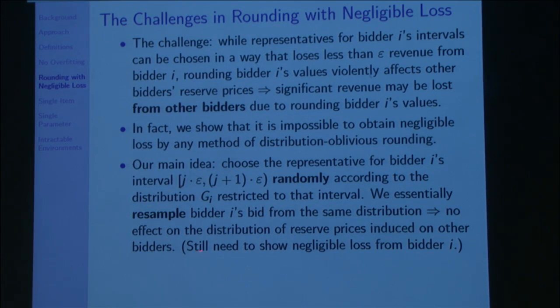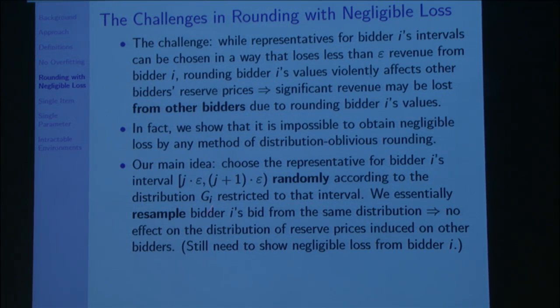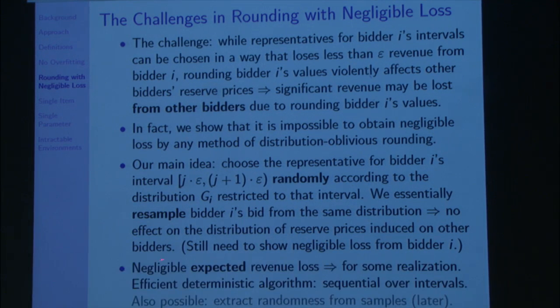I still will have to show you, we'll do that a bit slower in the next slide. I will still need to show that there is negligible loss from this randomized choice of representatives from the revenue from Mark. But we've solved the main problem that I told you about, that the choice of representative for Mark might violently affect the reserve prices set on others. So once you believe me that I can do that, we'll do that in the next slide precisely.